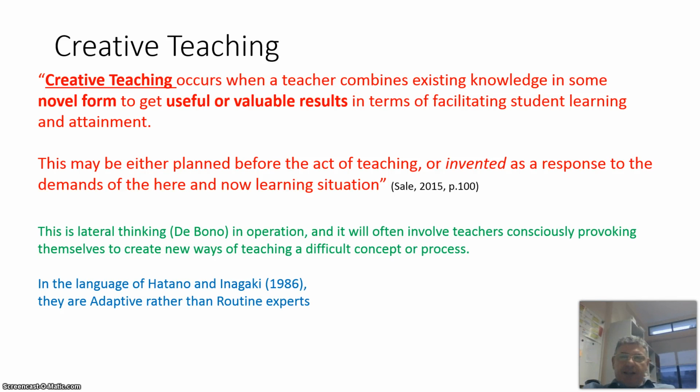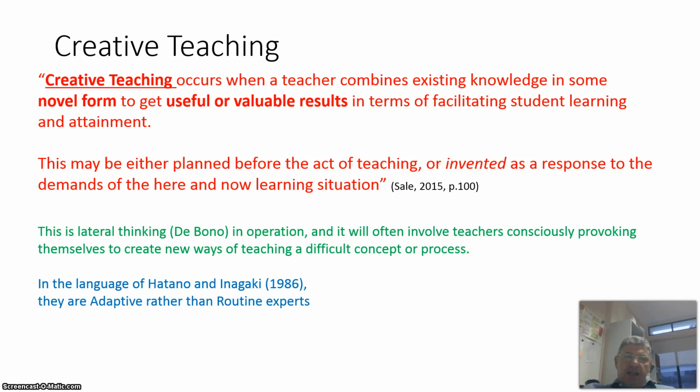I don't normally read the thing out, but there's some key things here. When we say existing knowledge, this is our knowledge about teaching, learning, students, everything we know about our subject matter. But when we put it together in an instructional strategy in some novel way, that's not just pure textbook, and it gets valuable results. And what does that mean?